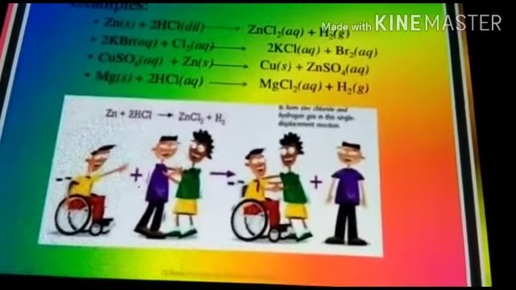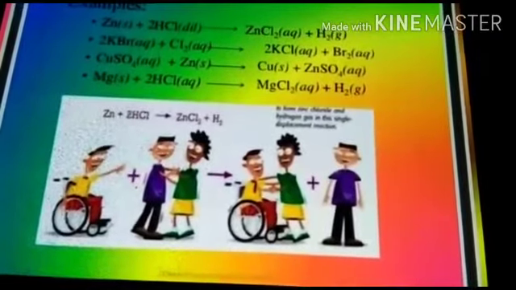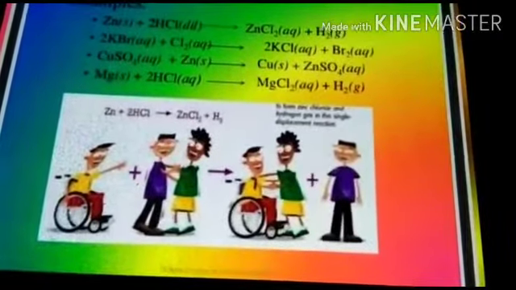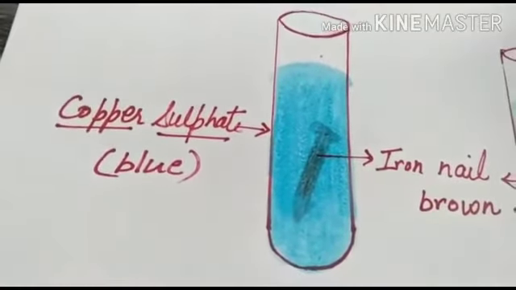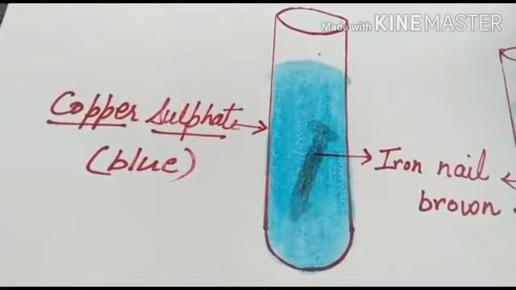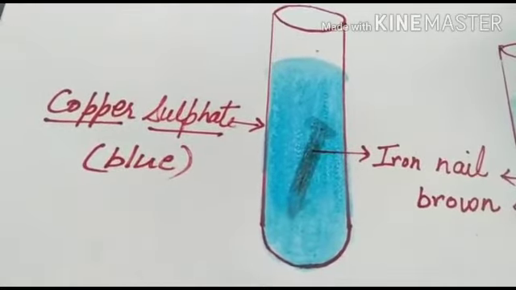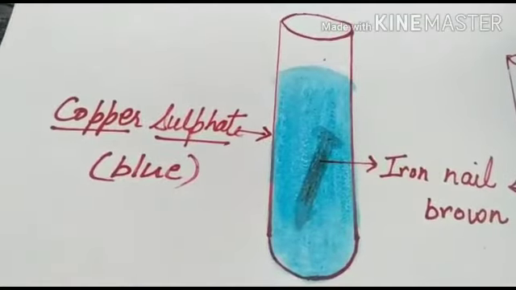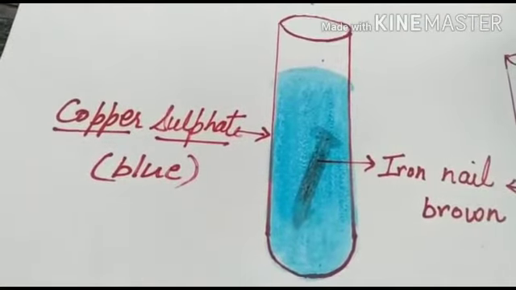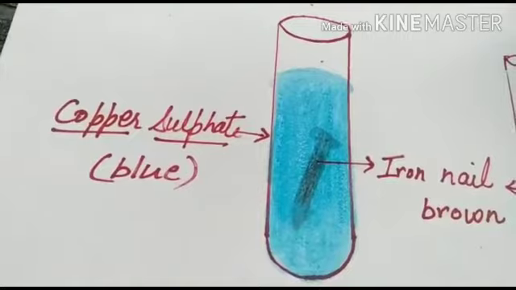Let us understand these reactions with the help of an activity. In this activity, we have taken a test tube. The test tube is filled up with copper sulfate solution in which we have placed an iron nail. We will keep this test tube for a few minutes and observe what happens after some time.